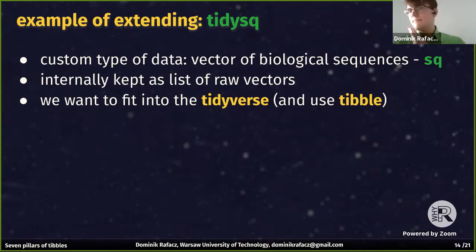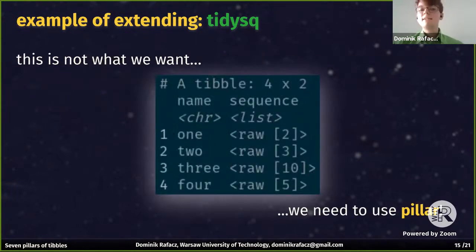So it's quite obvious that we should use tibble instead of data frames. So let's put our object, our SQ object, into the tibble. Well, it looks like this. SQ, as I've told, is a list of row vectors.